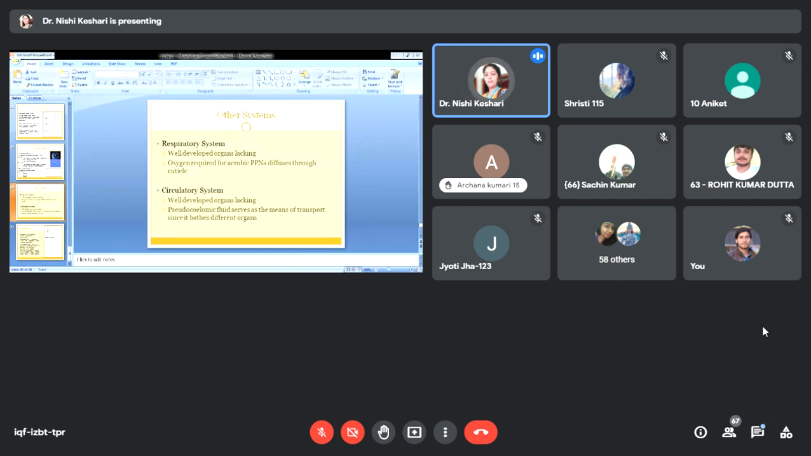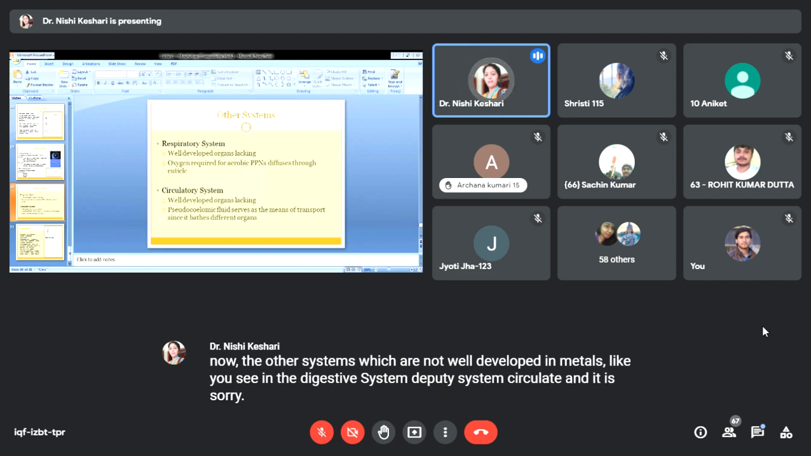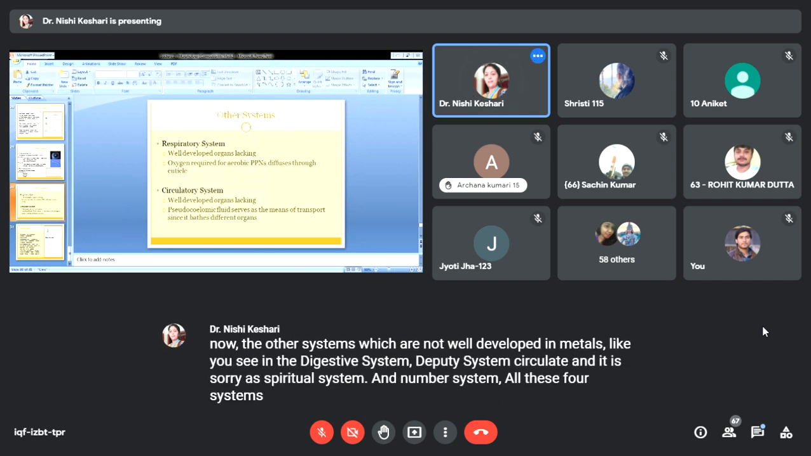Now the other systems which are not well developed in nematodes. Like you have seen the digestive system, reproductive system, excretory system and nervous system. All these 4 systems are very well developed.